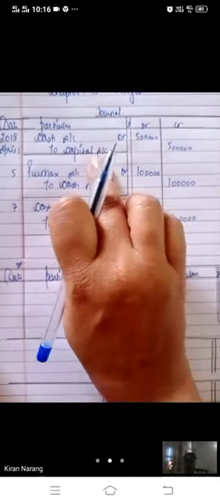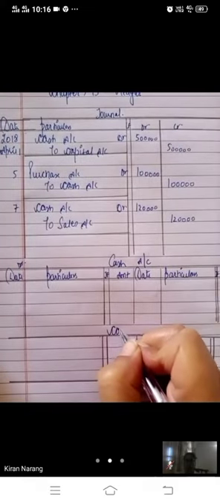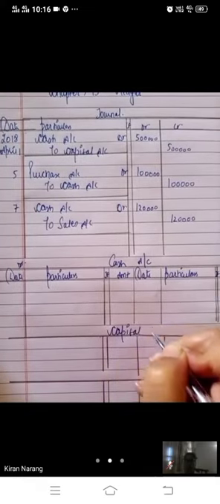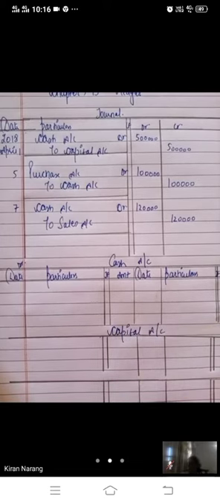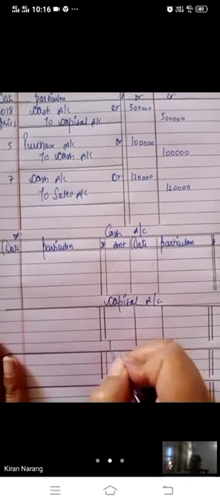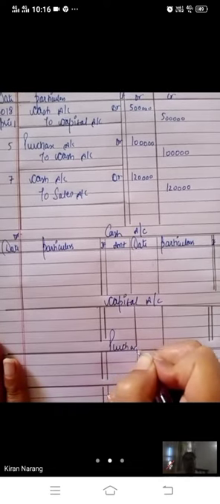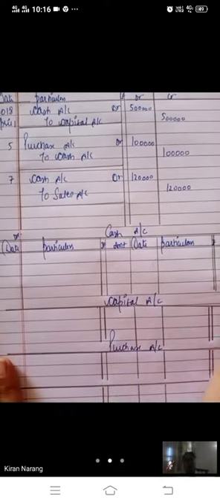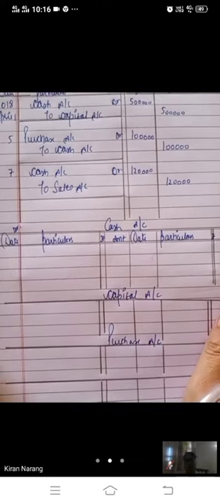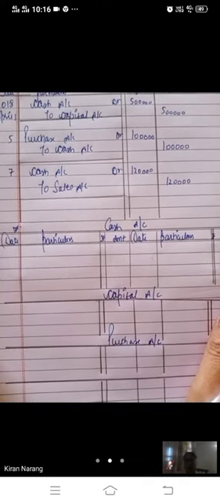Then secondly we will prepare capital account. Then next we have used purchase account. How many accounts have we used in journal? For every type of transaction we will prepare a separate account. Then we will prepare a sales account. Got my point, bache? We have used a total of 4 accounts.